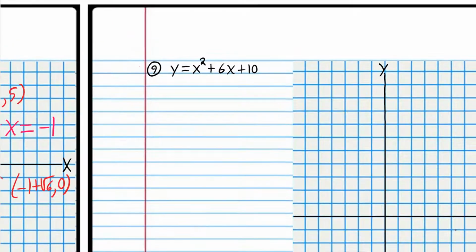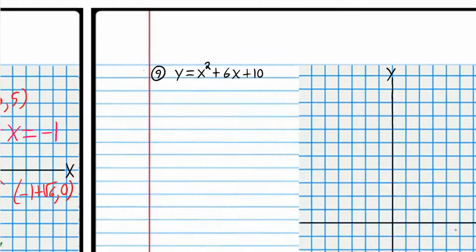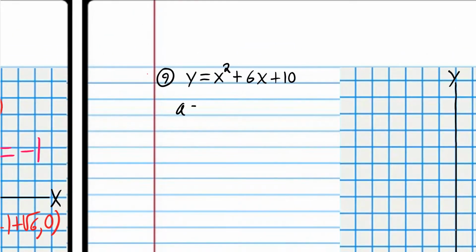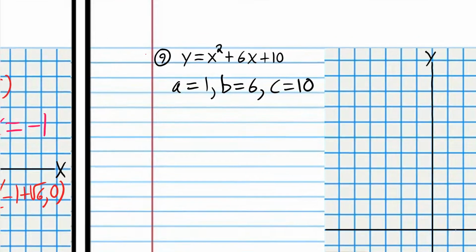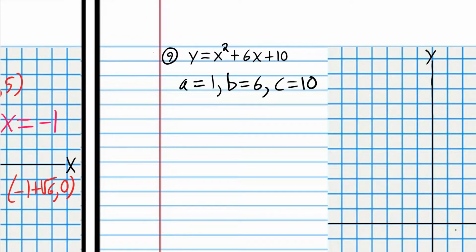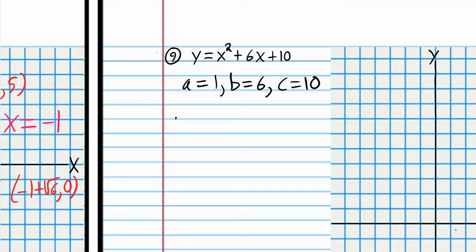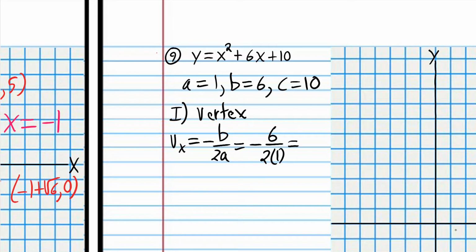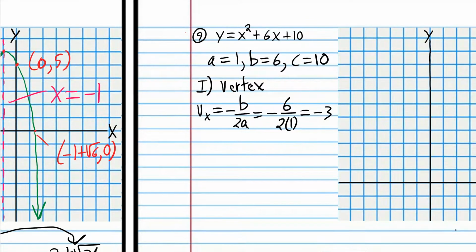Now these problems are going to be, we're going to have a situation where there are no x-intercepts. And you're going to see what it looks like when you solve a quadratic expression that doesn't have any real solutions. So we're labeling constants. And the first step, as usual, is to find the vertex. And looks like it's going to be -3.